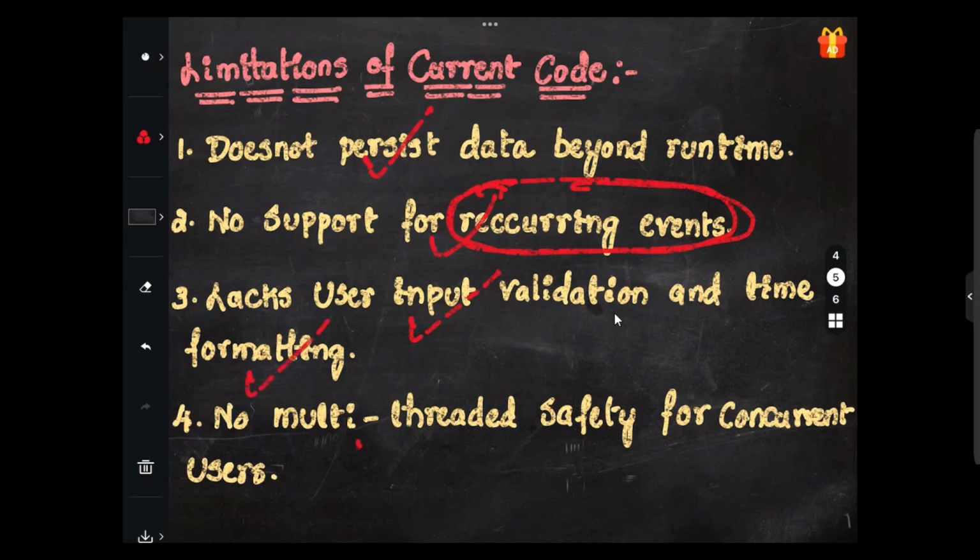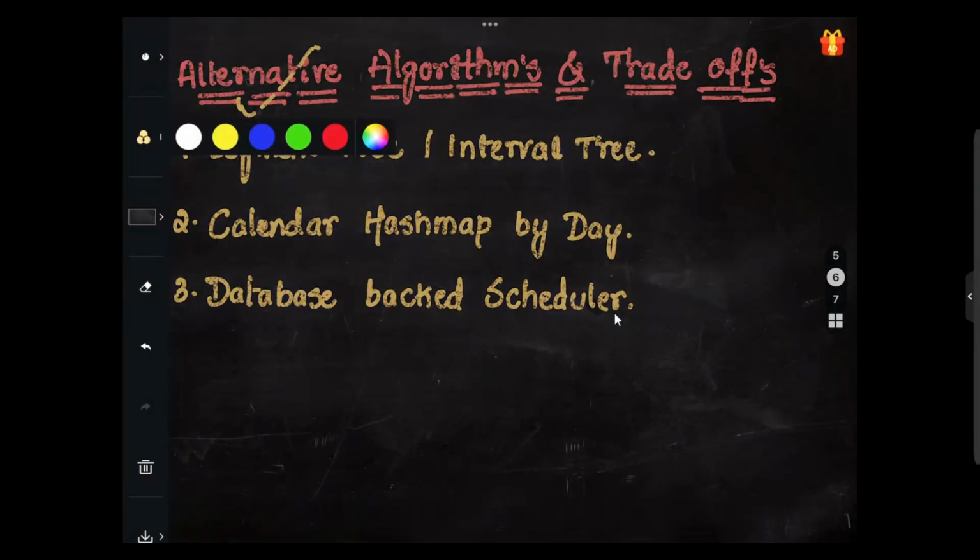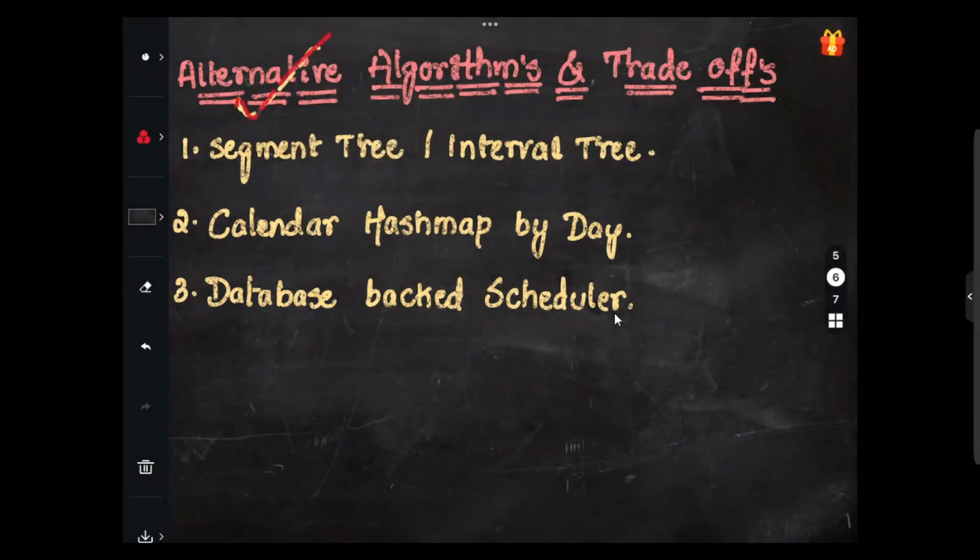And the final one is no multi-threaded safety for concurrent users. So we are just going with a single thread. So these are some of the limitations of the code that we have written. Next, let's move on to the final thing, nothing but alternative algorithms and the trade-offs, right?